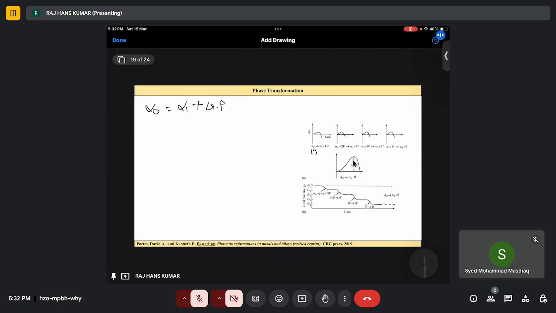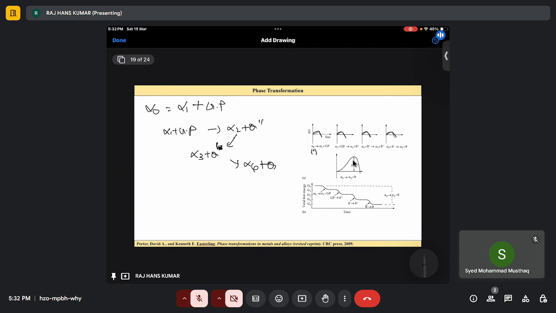Alpha naught goes to alpha 1 plus GP zones, and this alpha 1 plus GP zones will turn into alpha 2 plus theta double prime. They again will turn into alpha 3 plus theta prime. Finally, alpha 4 plus theta. And based on this is how my energy barrier will take place.